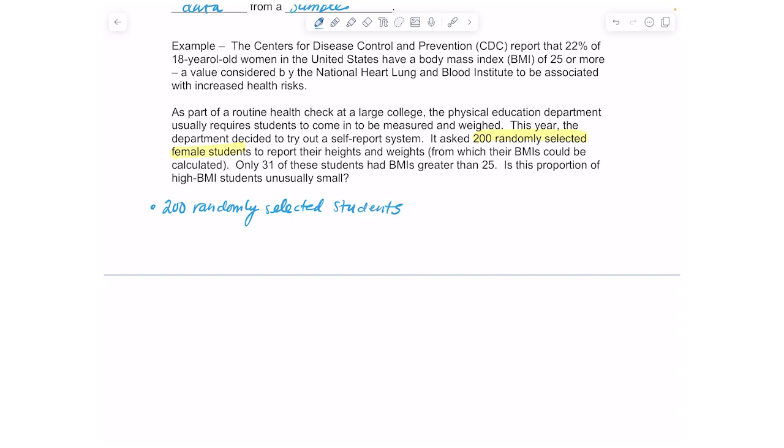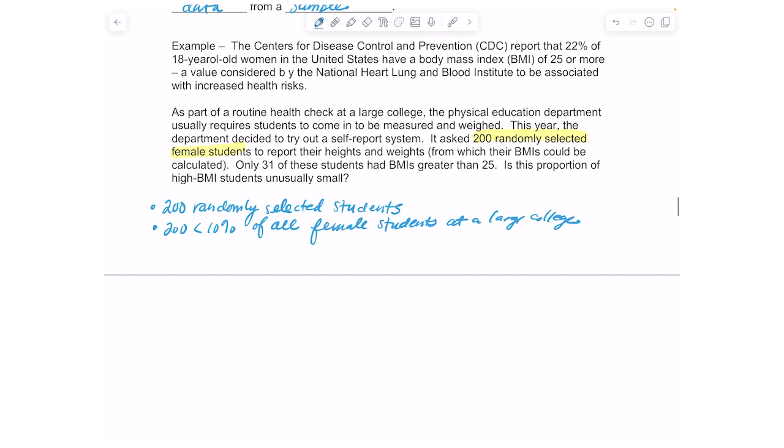The next condition I need to check to satisfy the independence assumption is the less than 10% condition. So just ask yourself, are the 200 students less than 10% of all female students at a large college? Yes, that would be reasonable to say. So that satisfies the independence assumption.